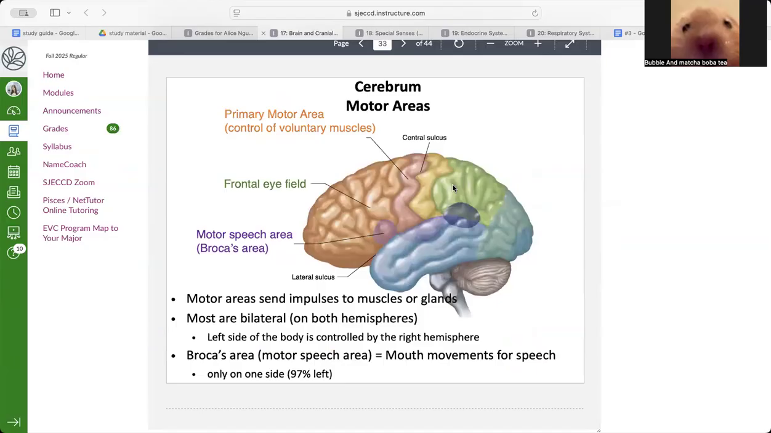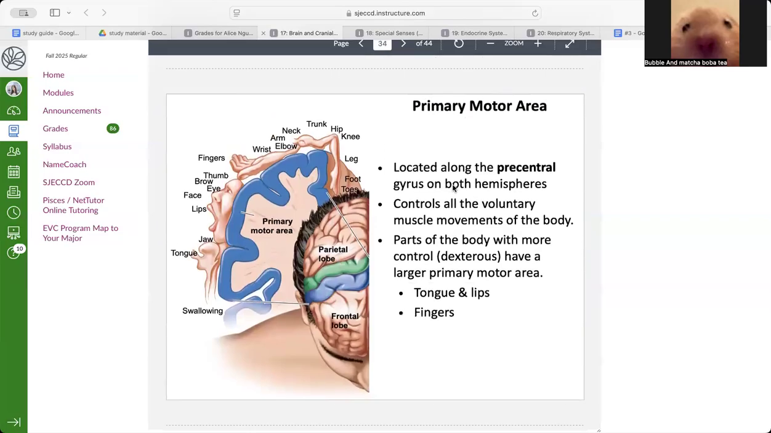We have the cerebrum, which has the motor area. It sends impulses out to your muscles or the glands of your body, and this is what is used to determine your responses. You have your Broca area that is responsible for controlling your mouth movement, which helps you speak, and it moves your tongue and your lips. So we have the primary motor area. And the motor homunculus doesn't have genitalia on it. It's mostly located along the precentral gyrus in both hemispheres and controls all voluntary muscle movements in the body.